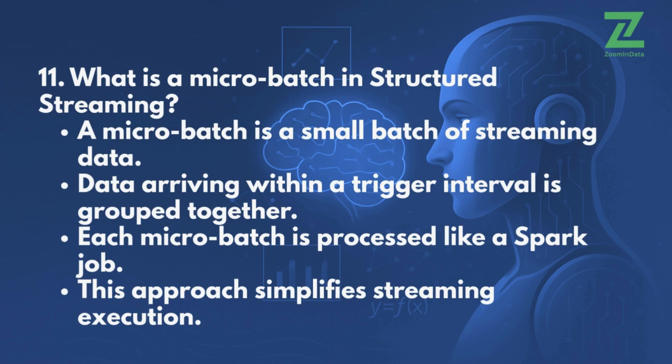What is a micro-batch in structured streaming? A micro-batch is a small batch of streaming data. Data arriving within a trigger interval is grouped together. Each micro-batch is processed like a Spark job. This approach simplifies streaming execution.